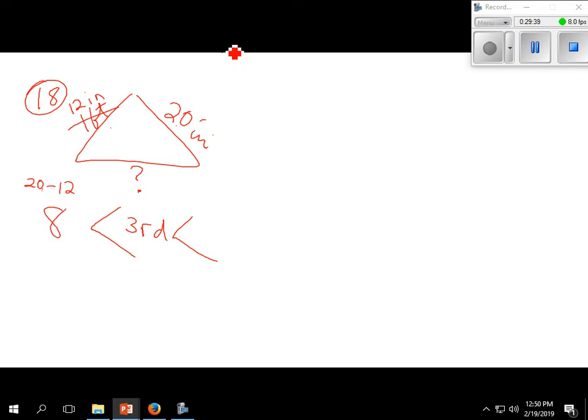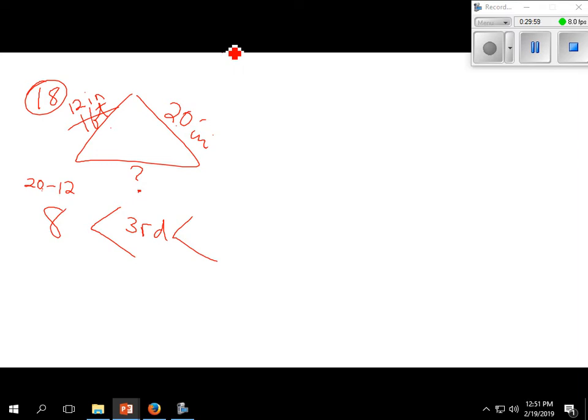I know this is still recording, so to do the low end, 20 minus 12, that gives you 8. I know you can't see the picture right now, but then to do the high end, you do 20 plus 12, which is 32. So the third side has to be between 8 and 32.